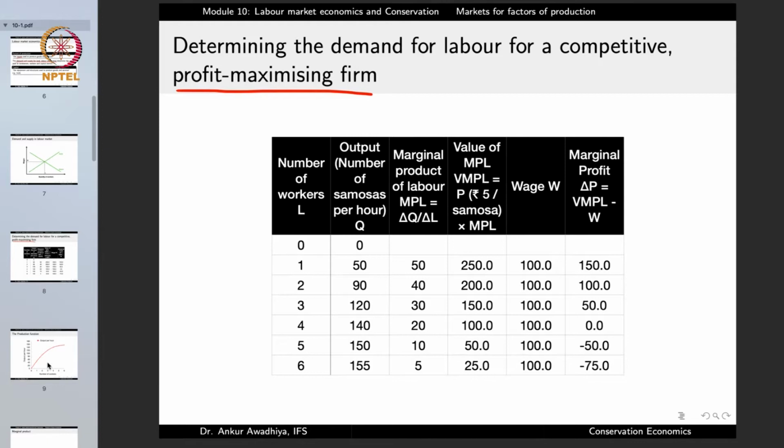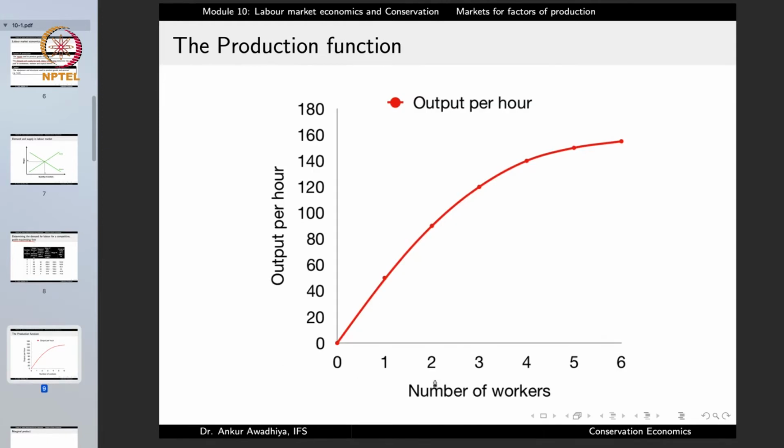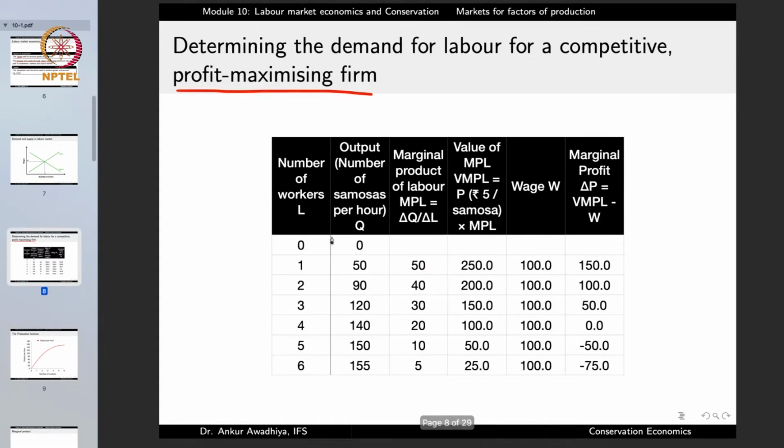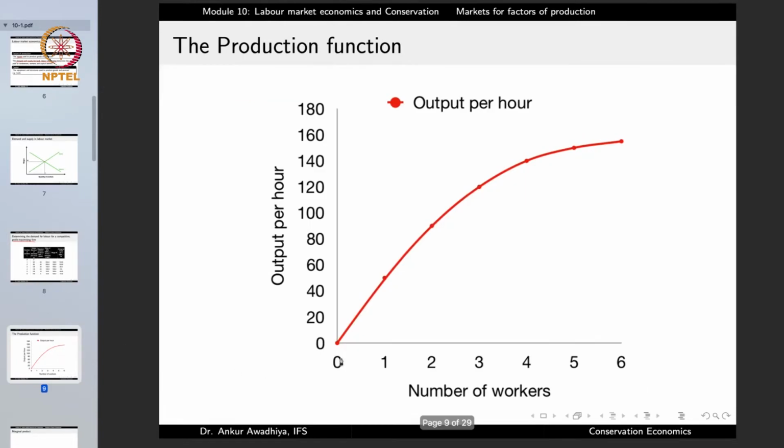So what we are observing here is that the marginal product of labor is going down. Or in a sense, when the number of workers is increased, the output per hour increases, but it goes on becoming flatter with more and more workers. This is known as the production function. The output versus the number of workers is the production function. So the output is increasing, but the rate of increase is decreasing. Earlier the increase is very high when you add one labor, but later on it becomes lesser and lesser.